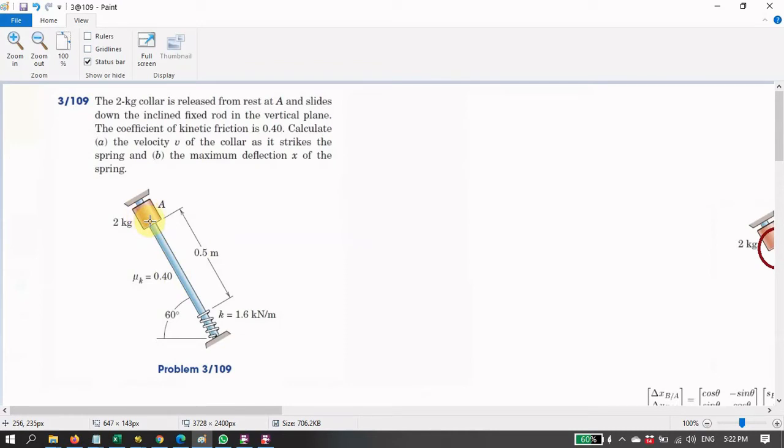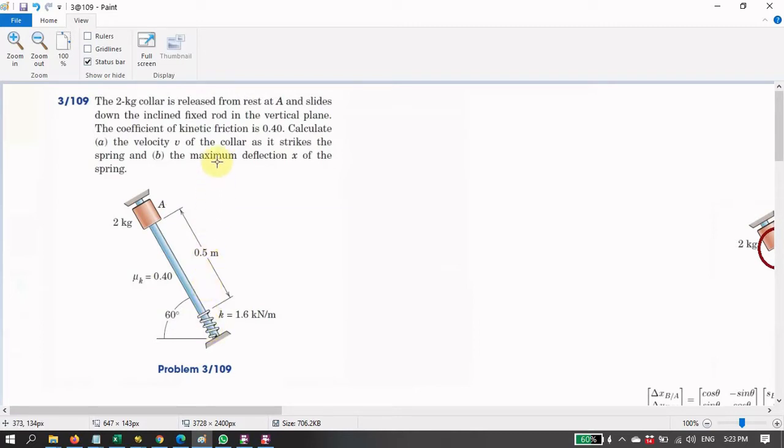force, and the friction coefficient between the collar and the rod is 0.4. So the engineering problem here is to calculate the velocity at which it strikes the spring, and then the second one is to determine the maximum deflection x until it stops, right?